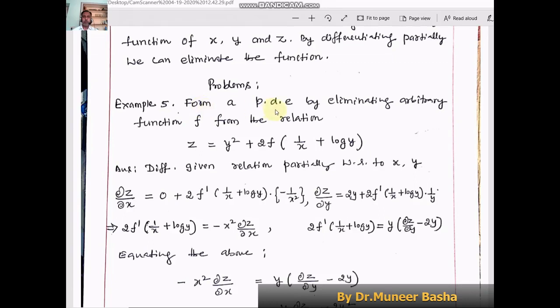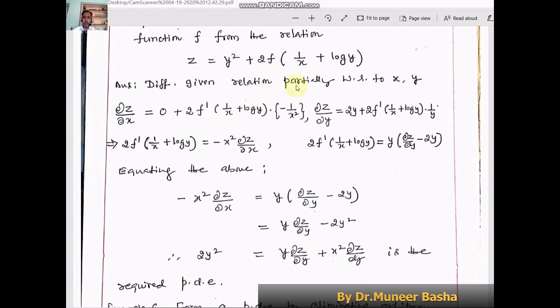Example: form a partial differential equation by eliminating the arbitrary function from the relation z equals y square plus 2f of 1 by x plus log y. Here f is called the arbitrary function and there are no constants a, b, c here. So now differentiate the given relation partially with respect to x, y. Dou z by dou x is equal to y square, whose differentiation is 0, plus 2 into f dash of 1 by x plus log y, and the term inside, 1 by x plus log y, has differentiation minus 1 by x square plus 0.